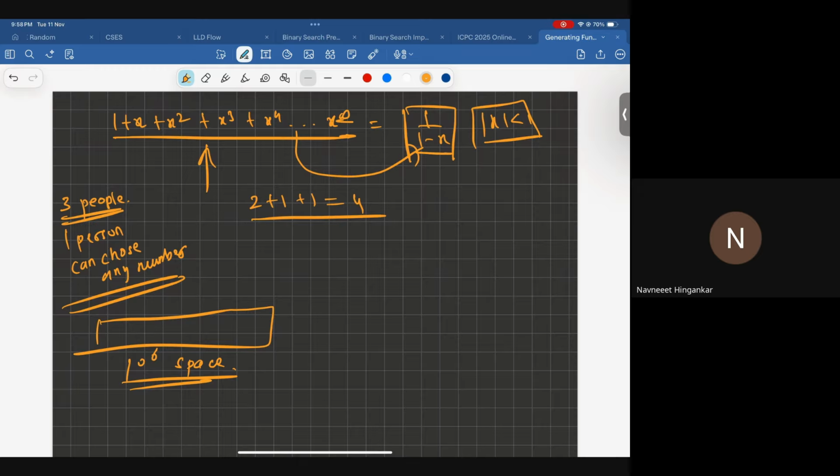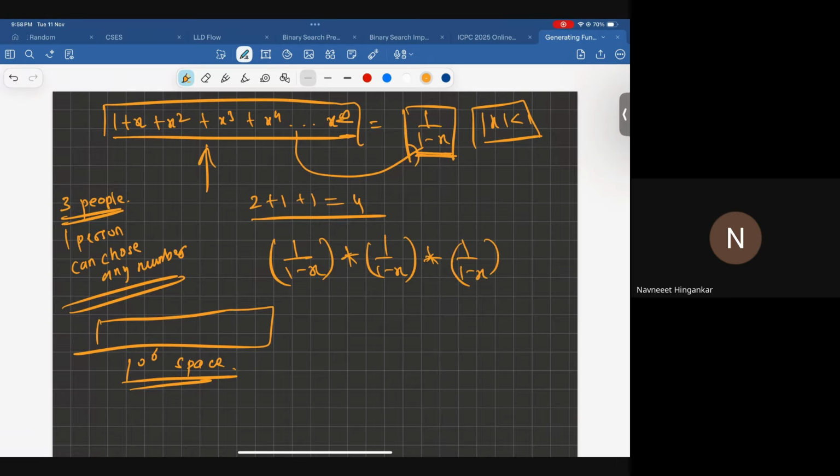What we will do is we will write 1 upon 1 minus x, because it's the AND choice, so we will multiply it 3 times. Although I will multiply this polynomial 3 times, instead I will just write it equivalently as a power of 3. Now what will happen is it becomes 1 upon 1 minus x raised to the power minus 3. Now this is the formula you need to learn.